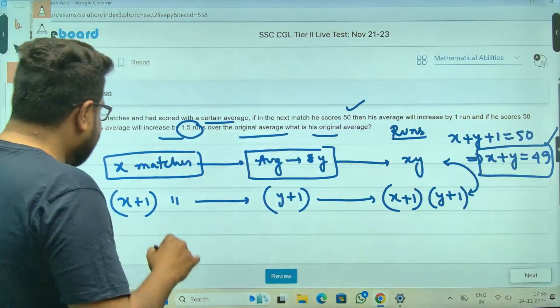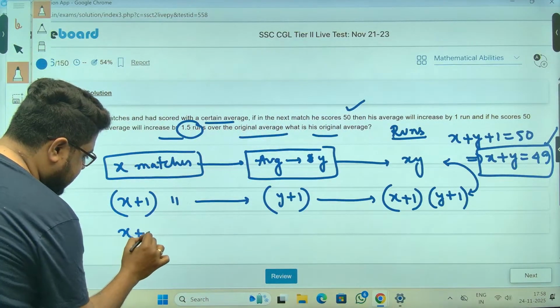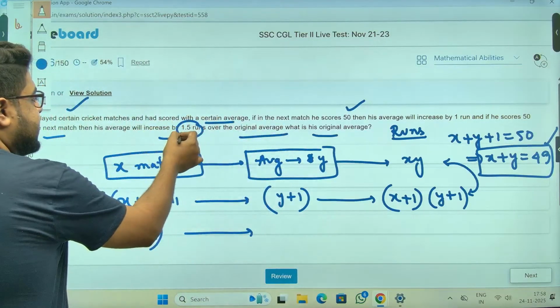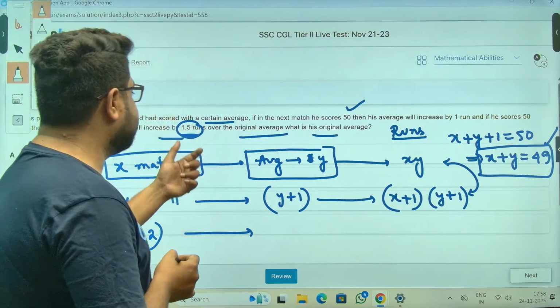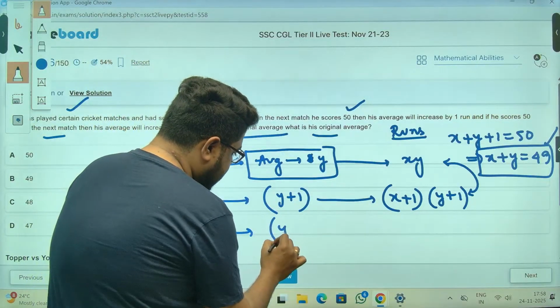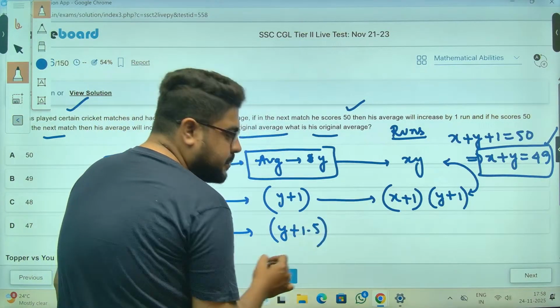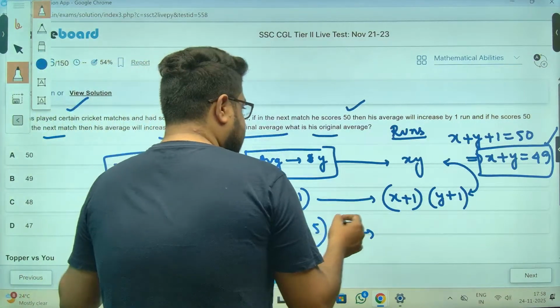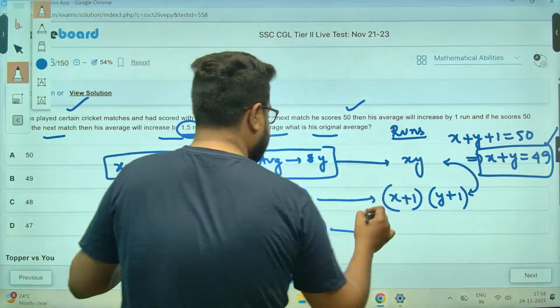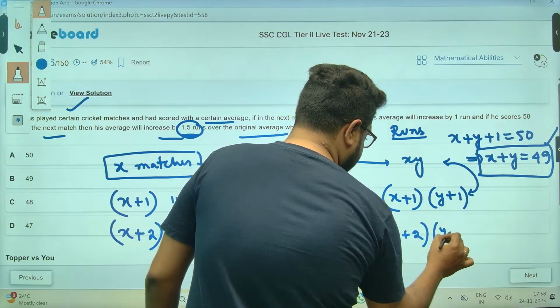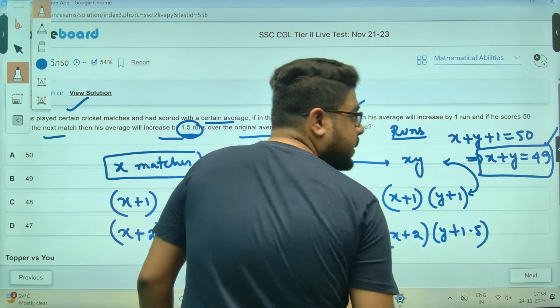Again, what happened, sir? Again, he has played another match. So now X plus 2 matches. And again, his average increased by 1.5 runs of the original average. So Y plus 1.5, sir. So again, total runs, this into this. So again, if you take this, it will be X plus 2 into Y plus 1.5.